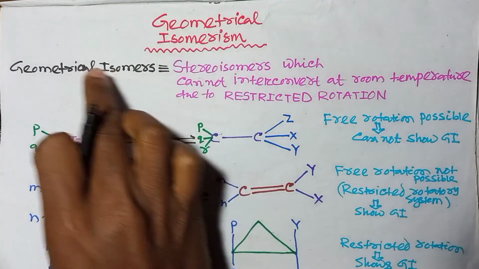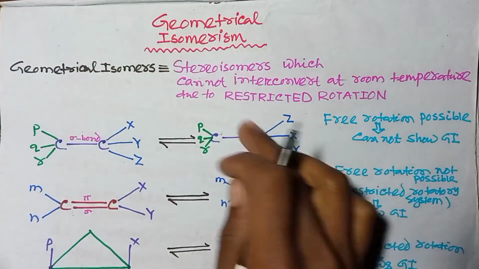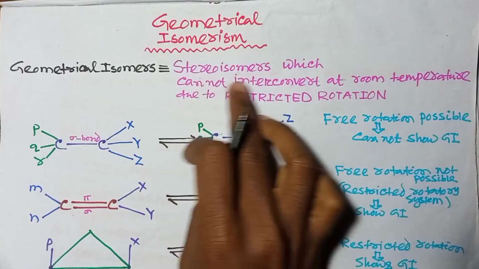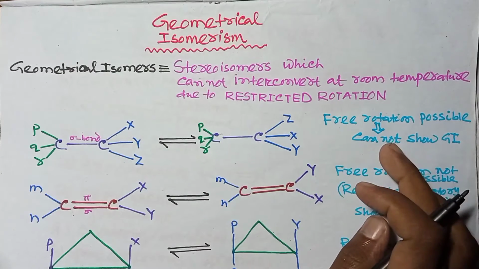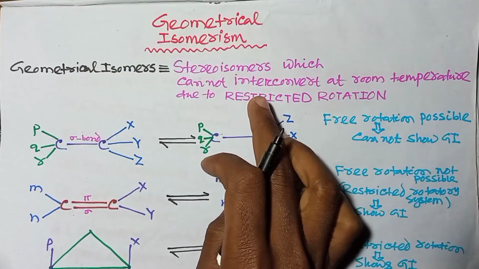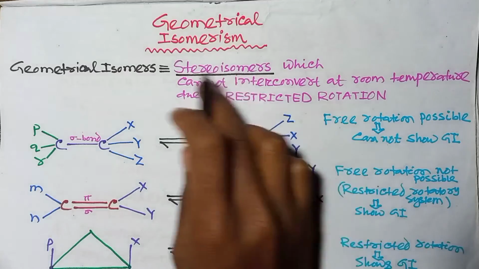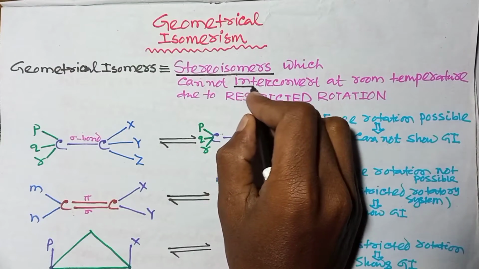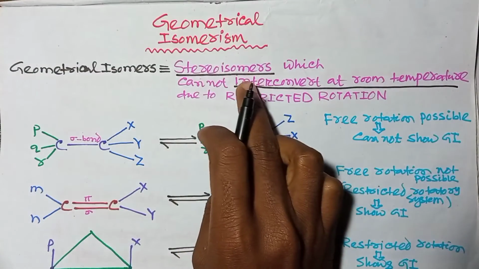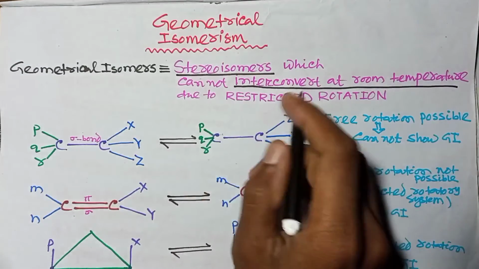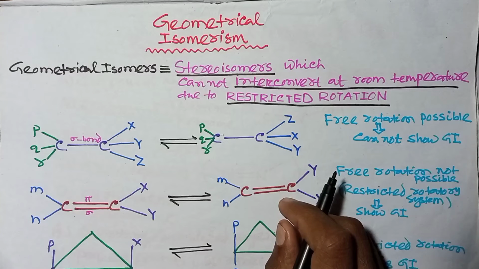So first of all, let's see the definition of geometrical isomers. It says that they are the stereoisomers which cannot interconvert at room temperature due to restricted rotation. So a geometrical isomer is nothing but a stereoisomer which cannot interconvert at room temperature. This is the very important part. So this is the definition of geometrical isomers.